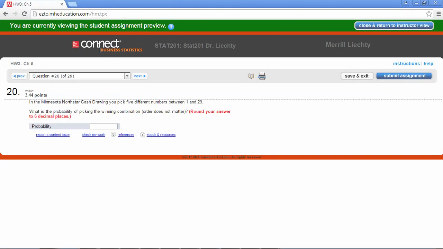The question says, in the Minnesota North Star cash drawing, you pick 5 different numbers between 1 and 29. What is the probability of picking the winning combination? Order does not matter. Okay, so what are we going to do? We're going to pick 5 numbers from 1 to 29, and we don't have to get them in the right order.